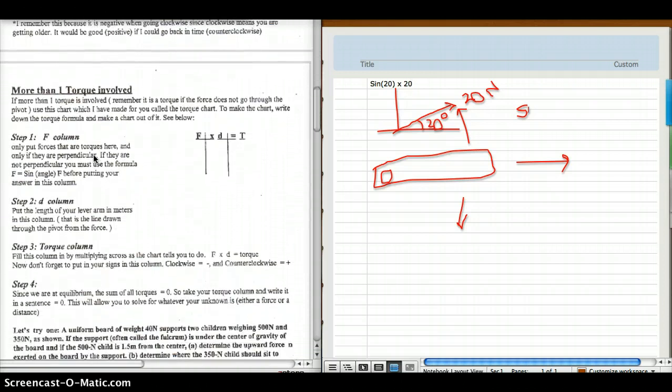If there's more than one torque involved, you can basically set up a chart like this. Basically, if more than one torque is involved, use this chart. Okay, so you basically get the point. You have your F column. You only put the forces in this column.